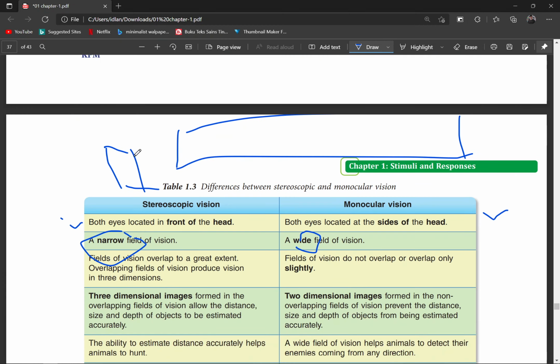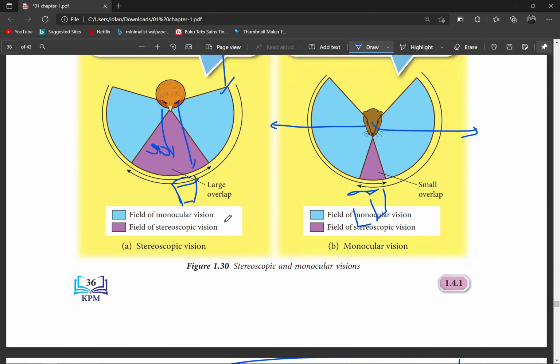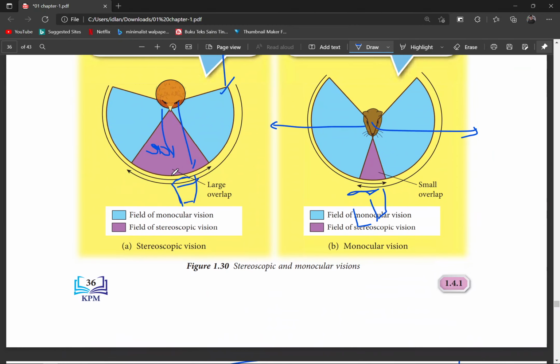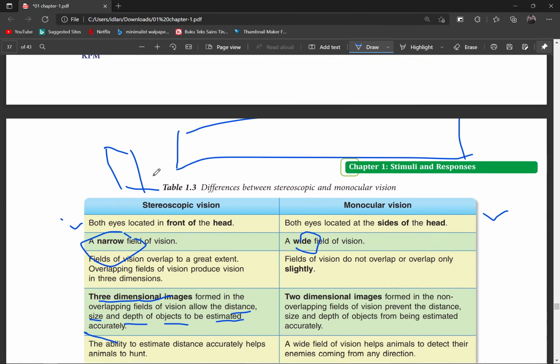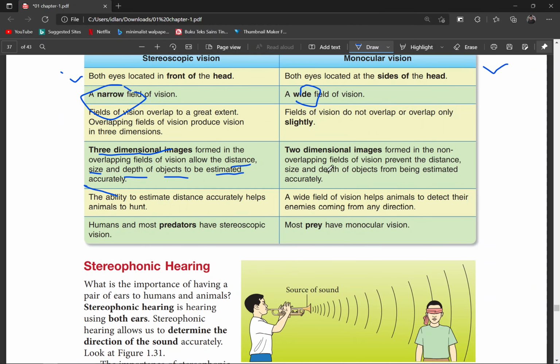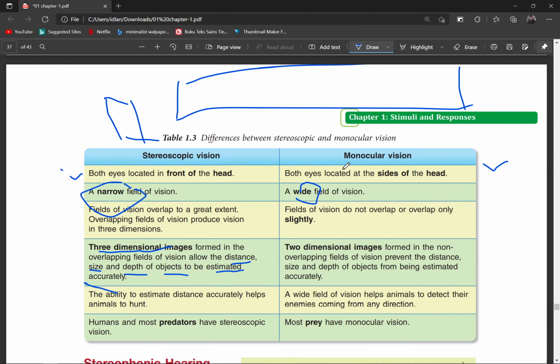Faham eh? Yang ni overlap slightly sahaja. Maksudnya dia punya 3D dimension punya producing dia tidak bagus. Jadi kat sini three-dimensional image is formed in the overlapping field allow the distance, size and depth of the objects to be estimated accurately. So dengan overlap yang besar ni, diorang lebih fokus kepada 3D objects, okay? Kalau yang ni, two-dimensional images form in the non-overlapping field of vision prevent the distance, size and depth from being estimated.